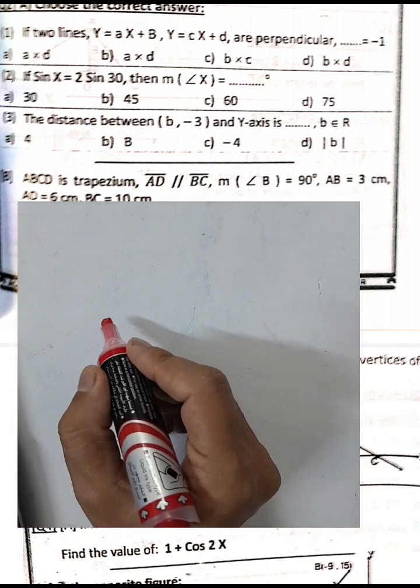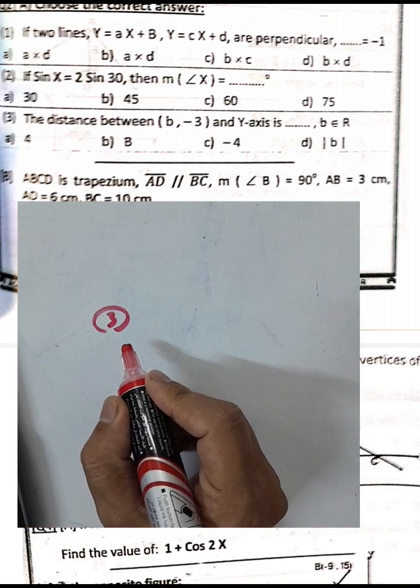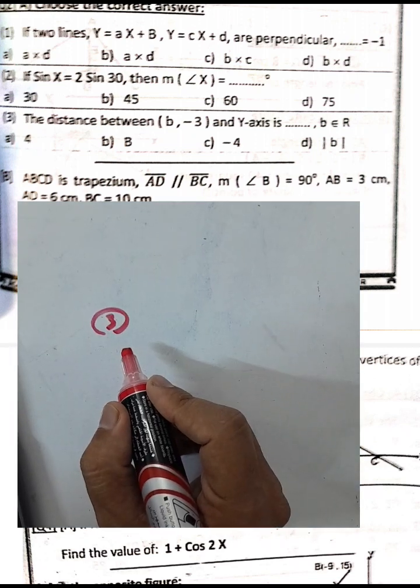Question number 3. The distance between B and -3.